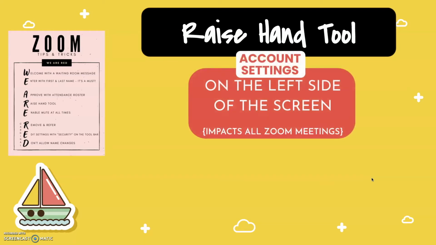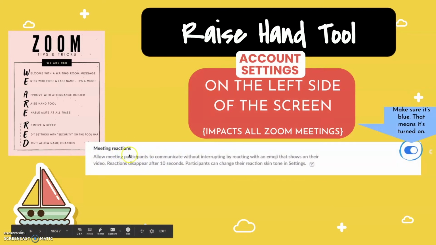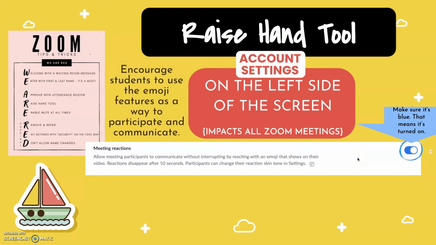So these are account settings. And you want to make sure that the meeting reaction, so that's the term that you would want to search, or you could search emoji to quickly navigate there. You want to make sure that that's turned on and that it's blue. That way students can use that tool. You really want to encourage them to use it.